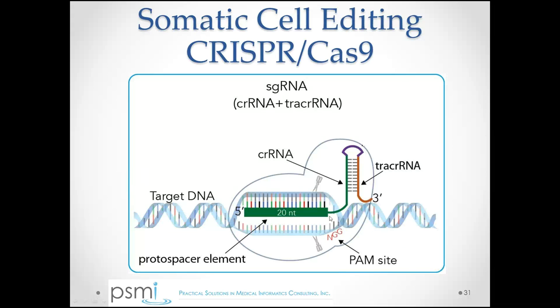When CRISPR finds a complementary 20 bases adjacent to the PAM site for that particular Cas9 enzyme, the cutting takes place just a few bases from the PAM site. And so that's where the double-strand cutting is taking place, right next to the PAM site.